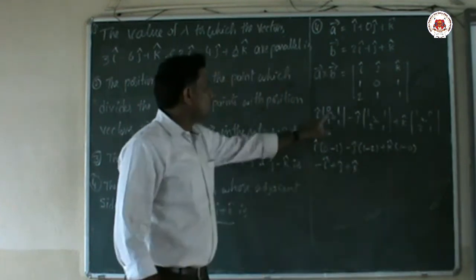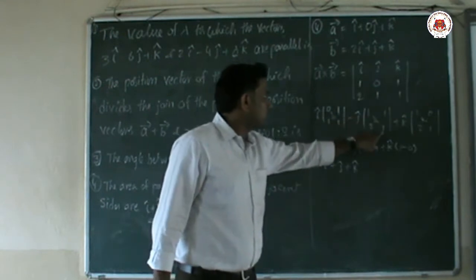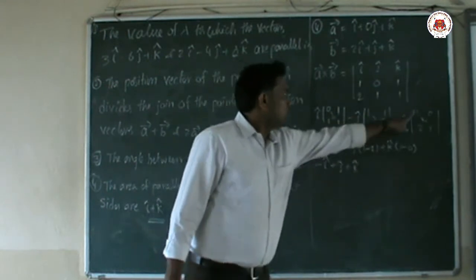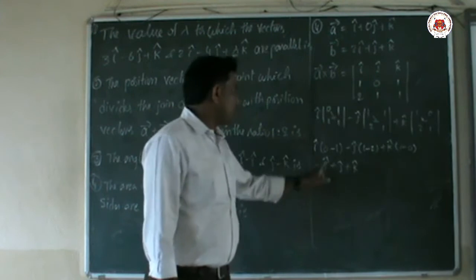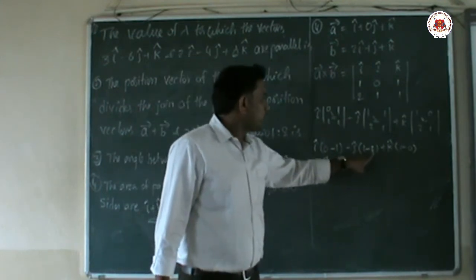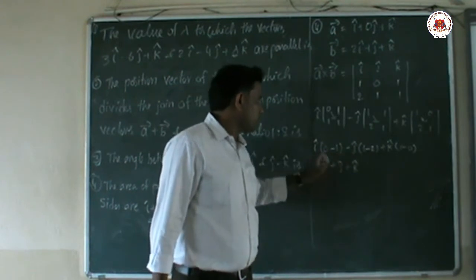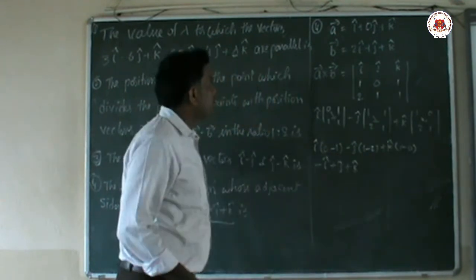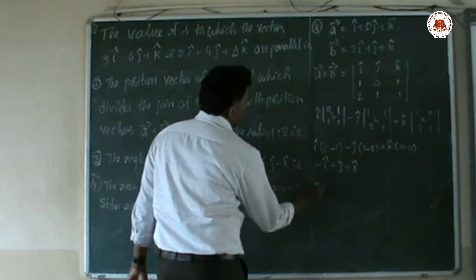So one more time: 0 times 1 is 0, 1 times 1 is 1, so 0 minus 1 means minus i cap. Here also 1 times 1 is 1, 2 times 1 is 2, so 1 minus 2 is minus 1, minus and minus gives plus j cap. 1 times 1 is 1, 2 times 0 is 0, here also k. Now, what is the area of a parallelogram?